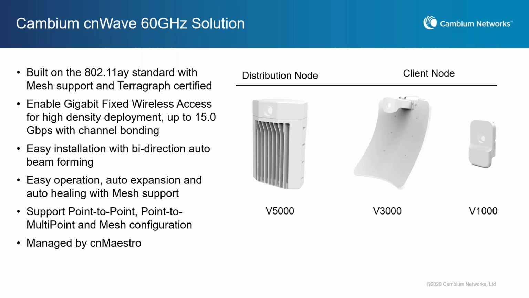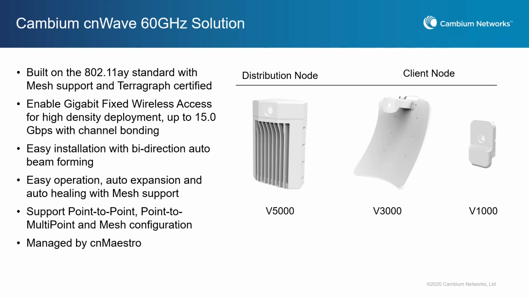So the cnWave product line delivers multi-gig throughput, and this really enables true gigabit fixed wireless access for people. The V5000 is a 2-sector radio. With channel bonding, we can support up to 15 gigabits from a single radio. All the radios support beamforming for easy installation with our end-to-end controller and CM Maestro. We will push zero-touch installation and provisioning, so it's very easy for operation and easy to grow.